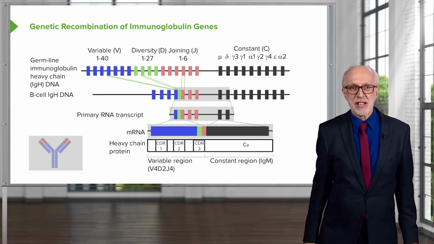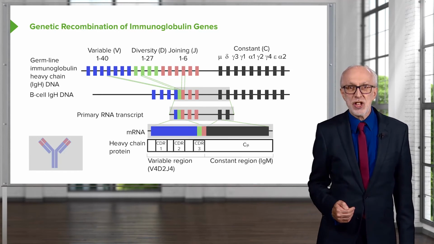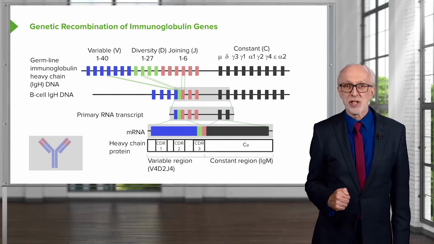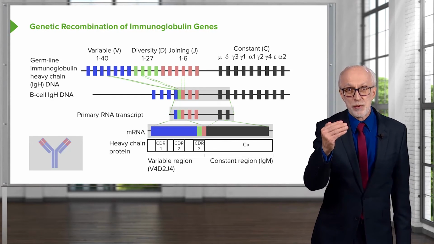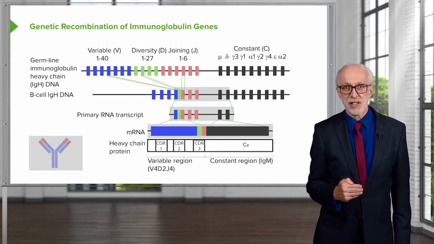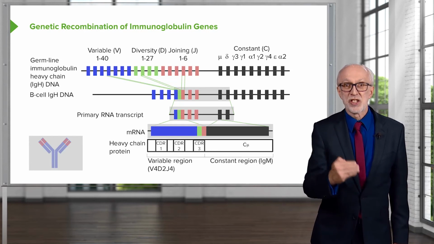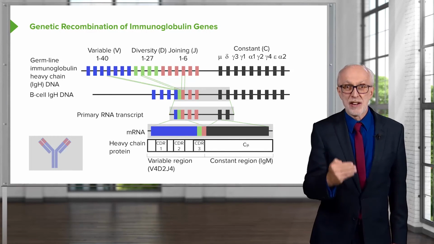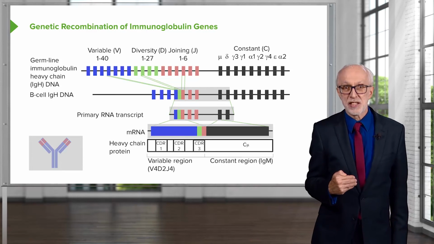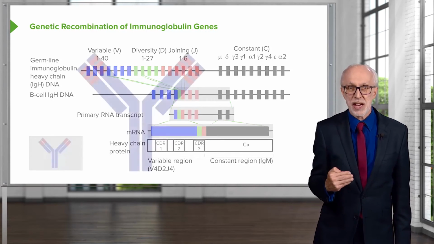So the antibody is then produced. This is the heavy chain you see here. The light chains undergo a similar recombination process, but remember there are no D segments in the light chains, so it's just a recombination of 1 out of a number of V segments being placed next to 1 out of a number of J segments.